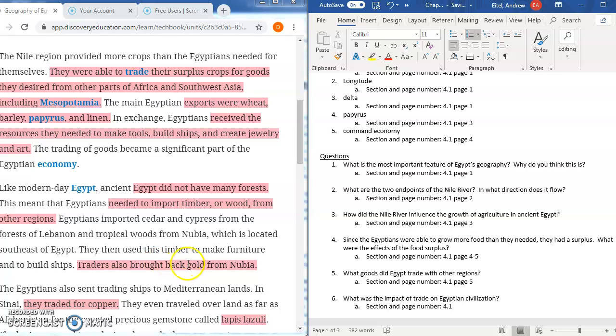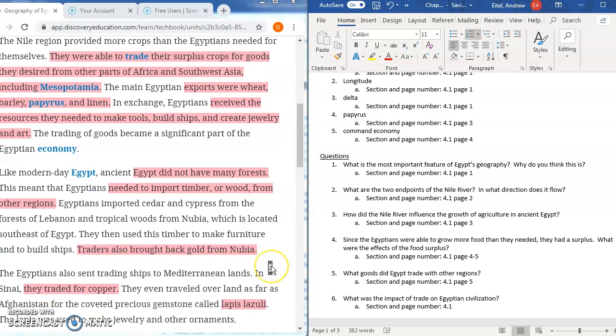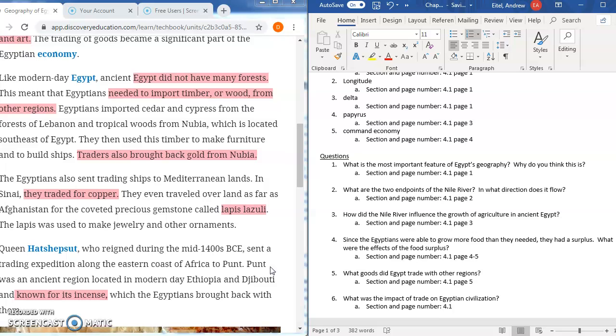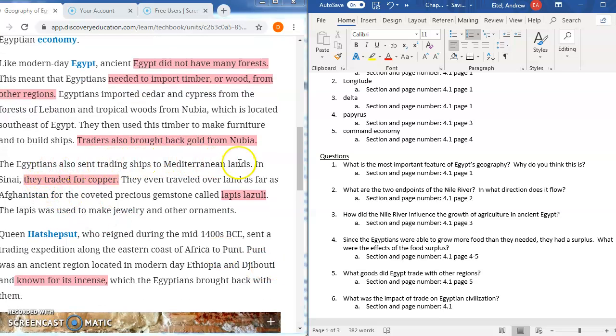Traders also brought back gold from Nubia. The Egyptians also sent trading ships to the Mediterranean lands. In Sinai, they traded for copper. They even traveled over land as far as Afghanistan for the coveted precious gemstones called lapis lazuli. Lapis was used to make jewelry and other ornaments.